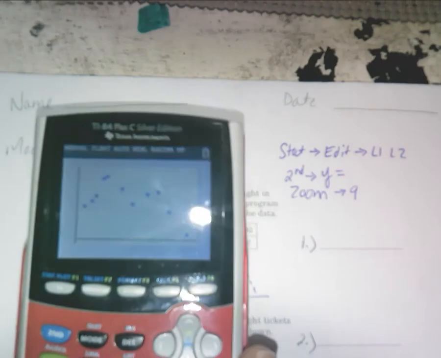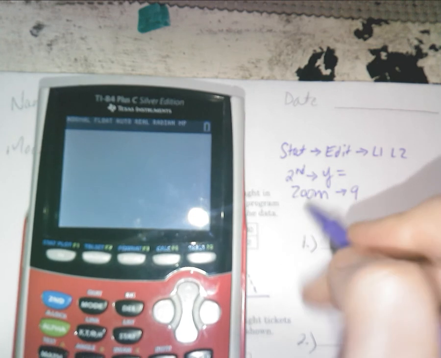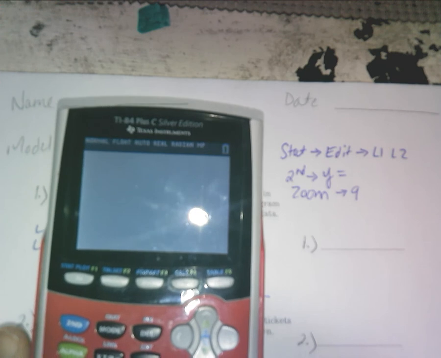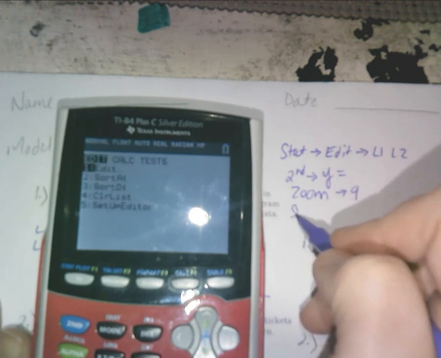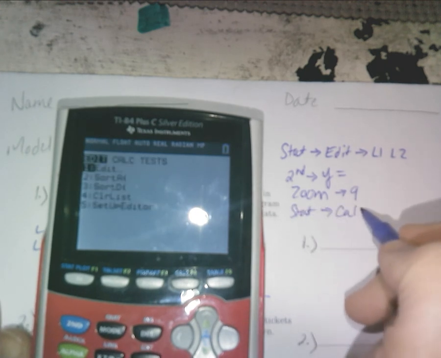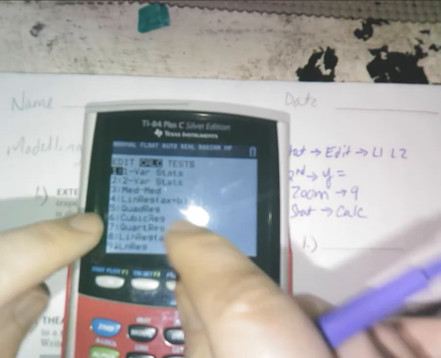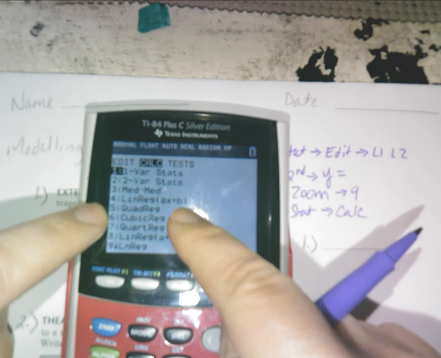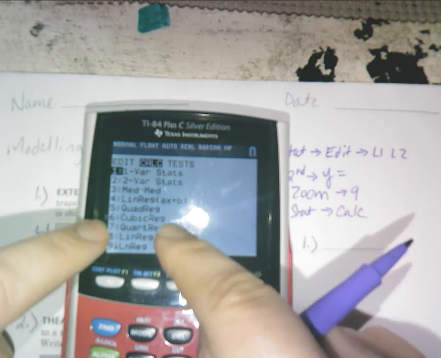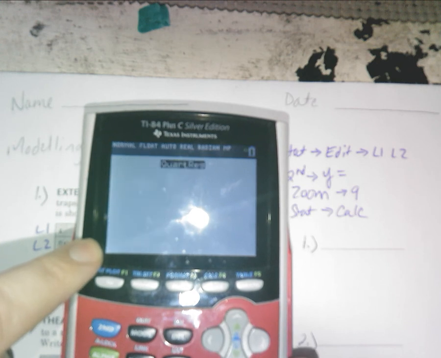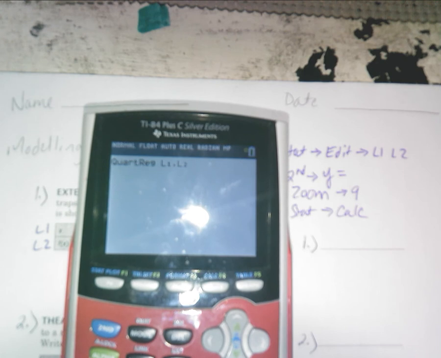So I am going to quit and go back to my home screen. We are going to find the actual polynomial function, because that's what the sheet says to do. Go to stat, go over to calc, and this time you are not going to choose linreg. You're not finding a linear regression. You're not going to find a quadratic regression. We're going to go to quartic, which is number 7. Hit enter. It's going to take a moment.